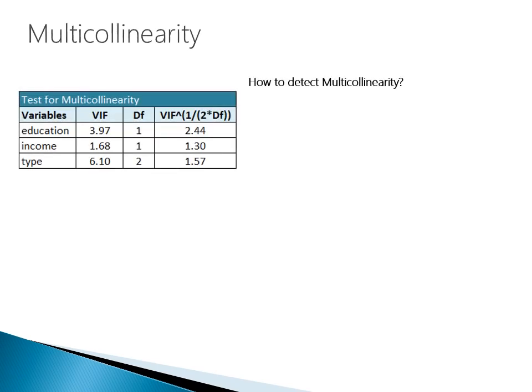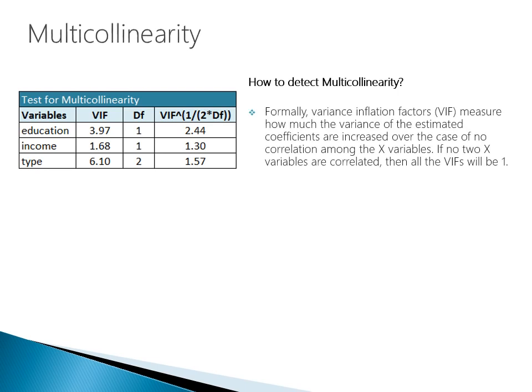How can we detect multicollinearity? Formally, we can use a test, a measurement of the variance inflation factors, or VIF, to measure how much the variance of the estimated coefficients are increased over the case of no correlation among the x variables. If no two x variables are correlated, then all the VIFs will be 1.